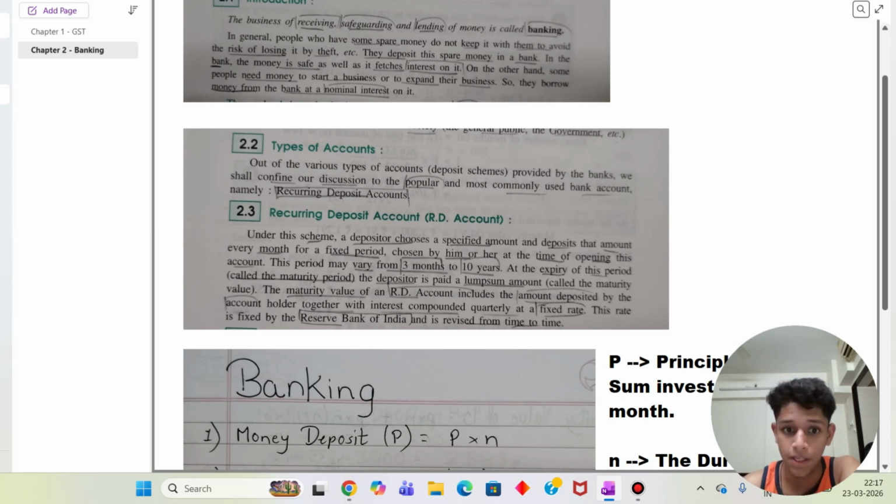At the expiry of this period, called the maturity period, the depositor is paid a lump sum amount called the maturity value. The maturity value of an RD account includes the amount deposited by the account holder together with interest compounded quarterly at a fixed rate. This rate is fixed by the Reserve Bank of India, RBI, and is revised from time to time. So what is the maturity value? The sum invested plus the interest earned on that amount, right?